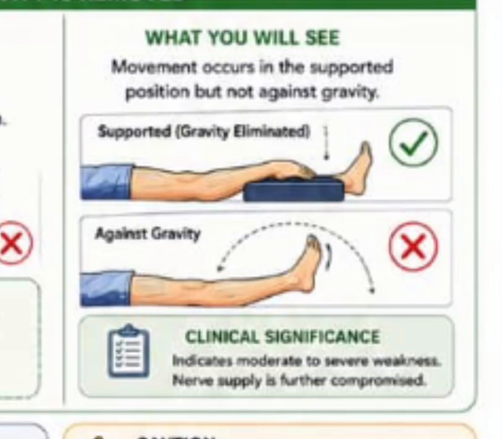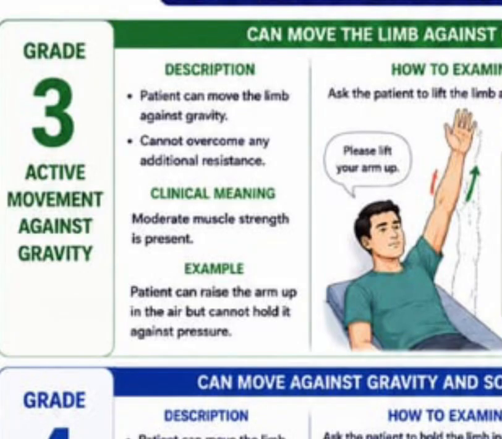In the first one, there's no contraction. In the second one, there's a trace of contraction but no movement, or movement only when gravity is removed, from side to side but not up and down. Now in the third one, the patient can contract the muscle enough to move it up and down.